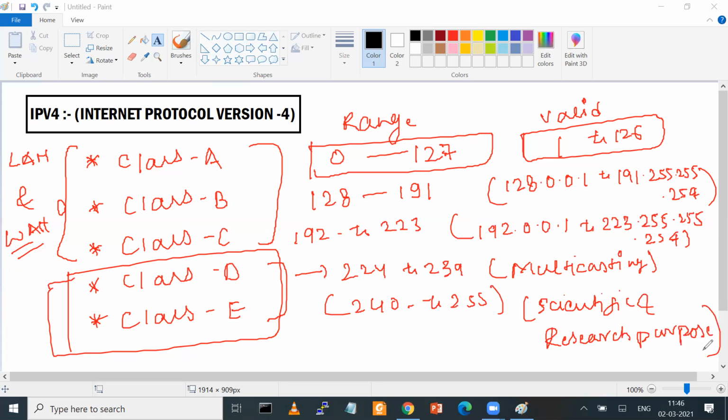So guys, we have 3 classes which we use in LAN and WAN, and we have 2 special classes. One is class D, which I use for multicasting, and E is reserved in IPv4. IPv4 addresses are divided into 5 classes A, B, C. A to C classes we use for LAN and WAN. D and E are reserved for multicasting and scientific and research purposes.